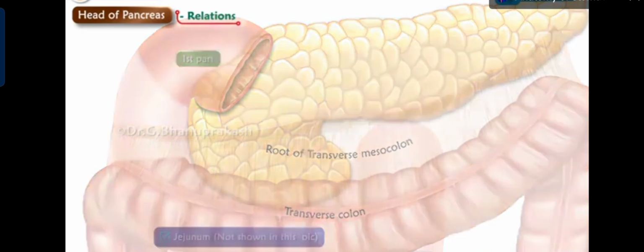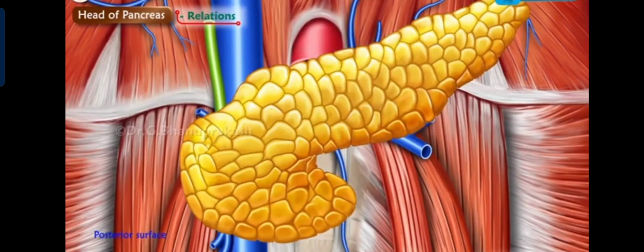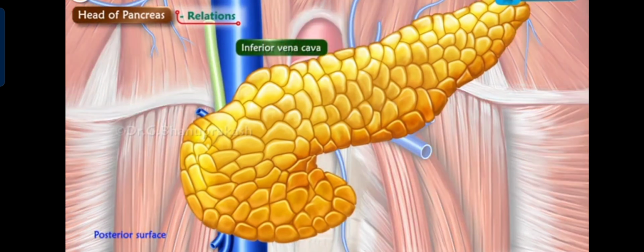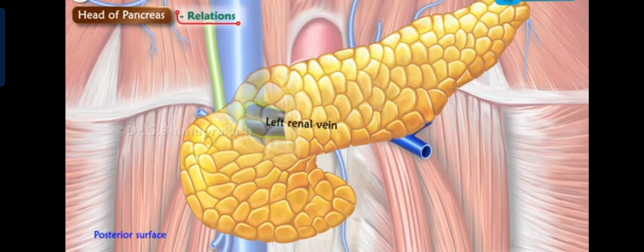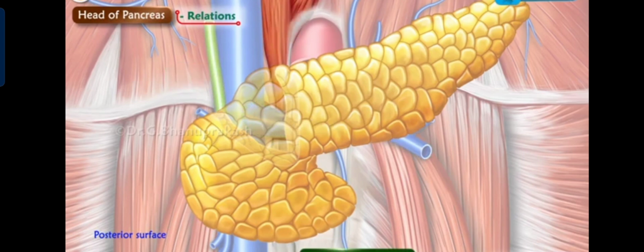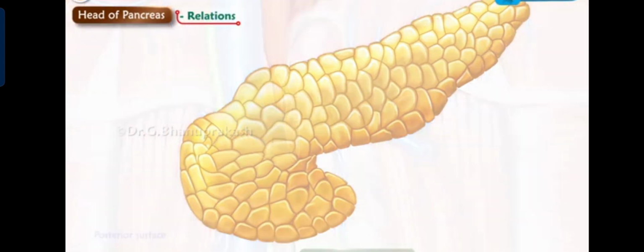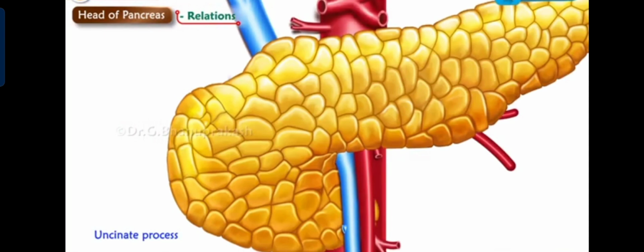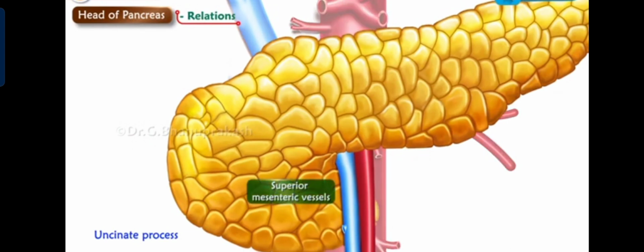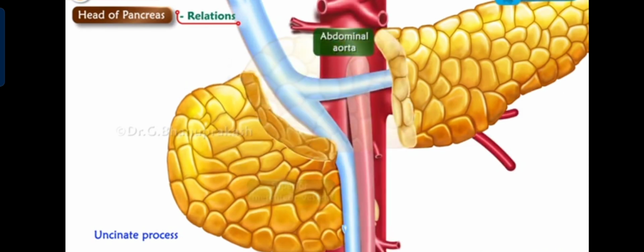Now next is the posterior surface of the head of the pancreas. The posterior surface is related to the inferior vena cava, left renal vein, bile duct, as well as the right crus of the diaphragm. Next, the uncinate process, which is projected from the head of the pancreas, is related anteriorly to the superior mesenteric vessels and posteriorly to the abdominal aorta.